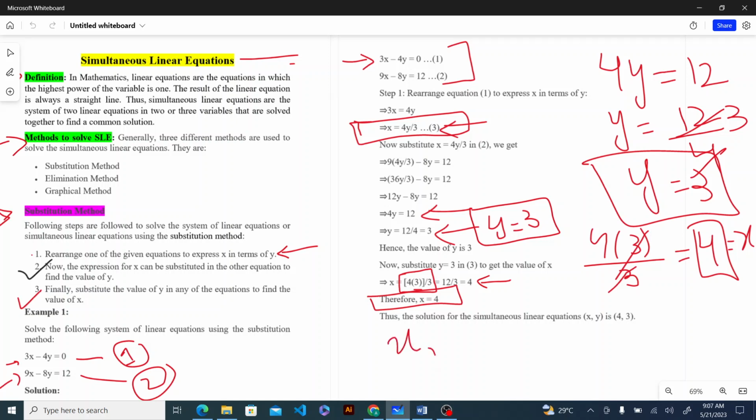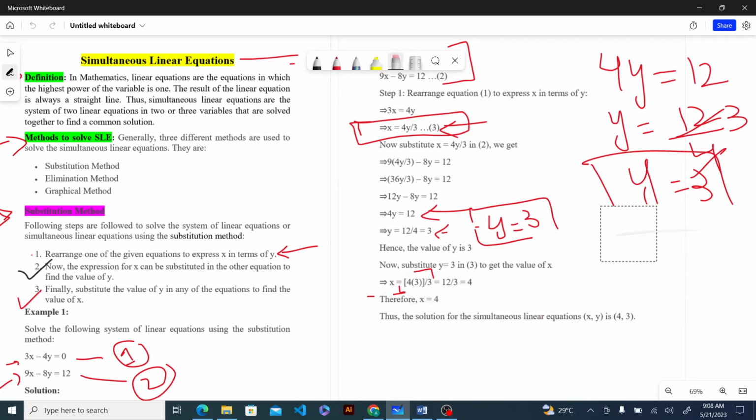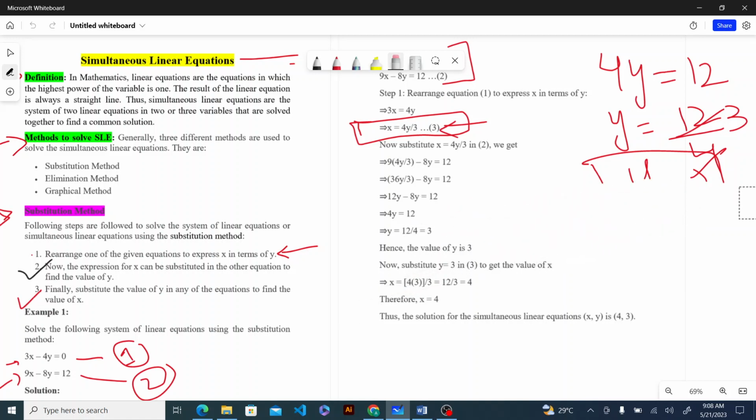So now the solution which you had to find for these simultaneous linear equations is x = 4 and y = 3, because the value of x is 4 and the value of y is 3. Some of you may be confused about whether we can find the value of x by putting in any equation, so I am going to prove it in front of you now.